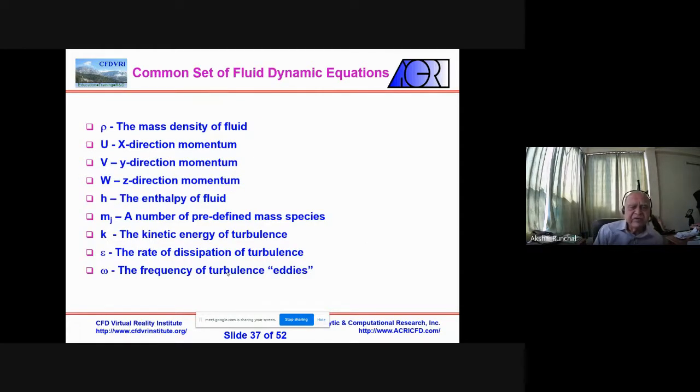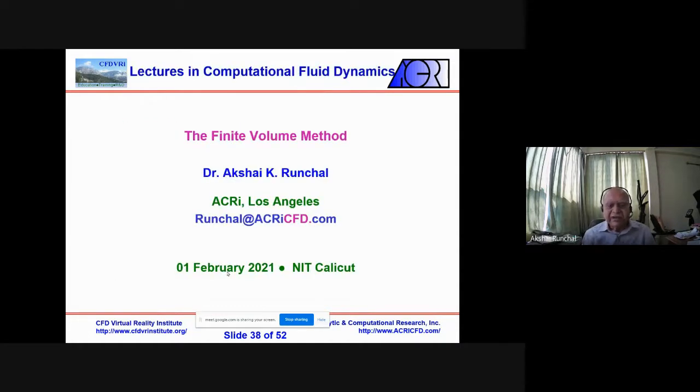So the common set of fluid dynamic equations you come across are the mass density, the u momentum, the y direction momentum, z direction momentum, the enthalpy, mass species of different kinds, and the kinetic energy of turbulence, rate of dissipation, and frequency of turbulence. These are the common equations that you see, though now of course there are all kinds of applications of CFD. If you go to different problems, you'll have all kinds of other equations to solve. So let's spend the last few minutes on the finite volume method.